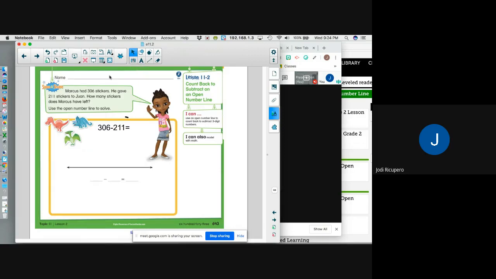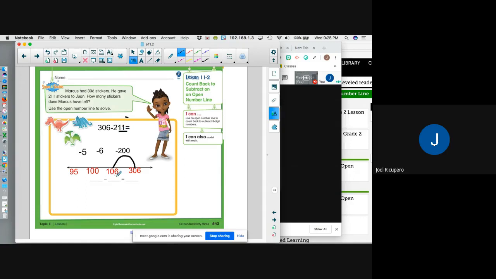Okay, so we had 306 take away 211. I'm going to use my open number line to show you how I subtracted. I started my open number line all the way to the right, and I have 306. I need to take away 211. So I need to take away 200, and 306 take away 200 is 106. Now I need to take away 11.